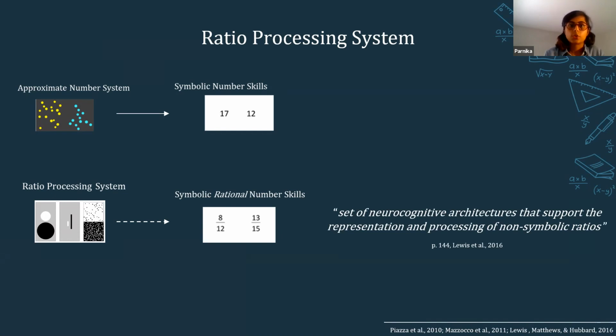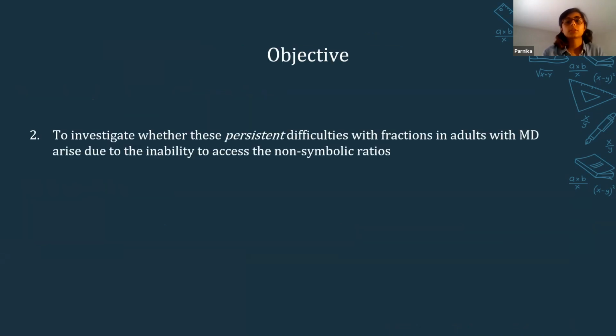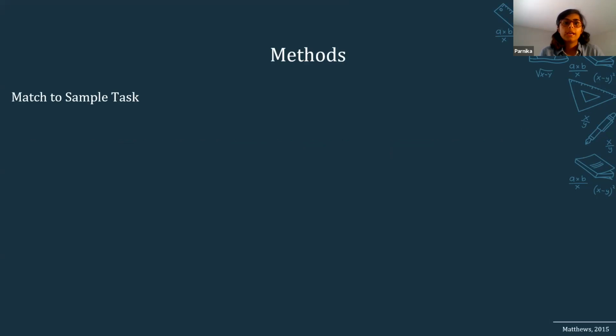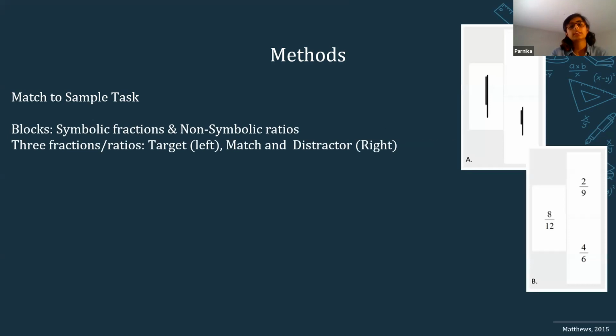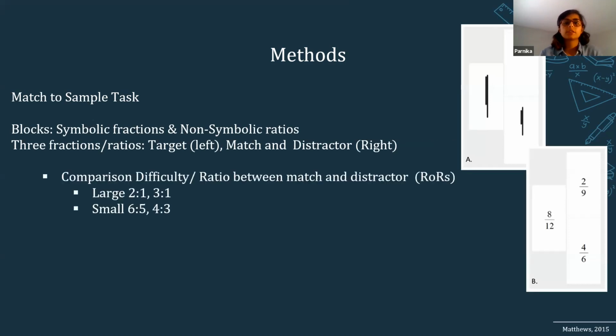non-symbolic ratios. So here, we wanted to see whether these persistent difficulties that adults with MD faced with fractions, as well as what prior research has shown on other individuals, arise due to the inability to access the non-symbolic ratios. For this, we adapted a match-to-sample task that was already there on a poster, and we presented adults with two blocks, symbolic fractions and non-symbolic ratios, which had 3 stimuli: the target, the match, and the distractor. And the comparison difficulty between the match and the distractor was modulated.